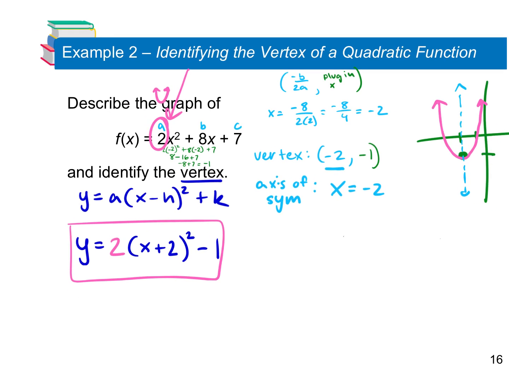Do we have a maximum or minimum here? Minimum. We have a minimum value. And what is our minimum value? Negative 1. Perfect. It is just the k or the y value from our vertex.